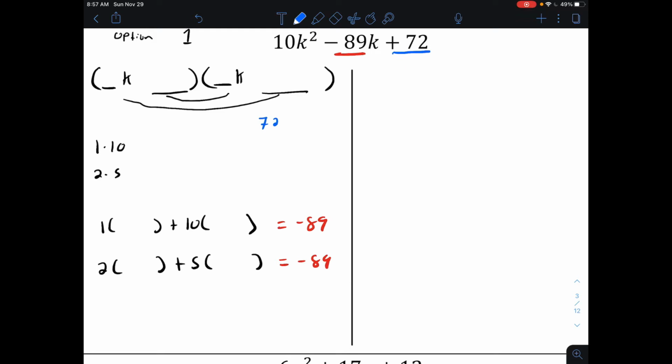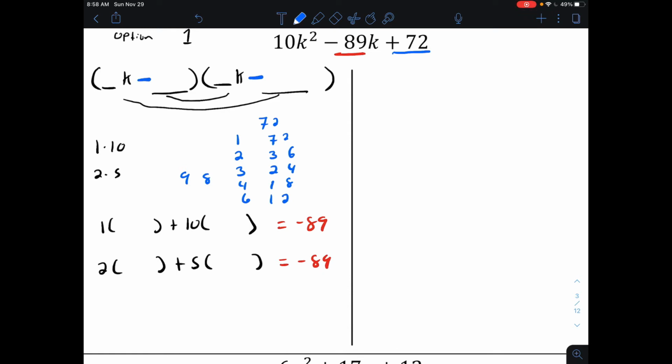You'll see there's kind of a long list of these. 1 and 72. You got 2 and 36. You got 3 and 24. 4 and 18. 6 and 12. And then you also have, I'm out of room, 9 and 8. That multiply together to make 72. Now here's the thing that I do know: if you have a minus in the middle and a plus on the end, we're going to have minus and minus. So I'm going to have 2 negative numbers.